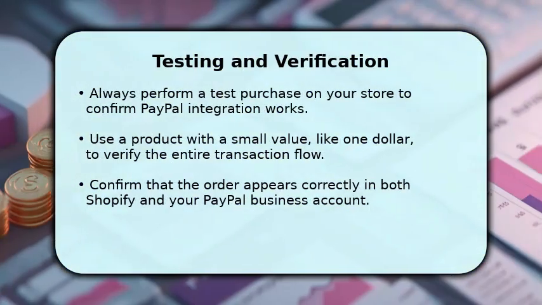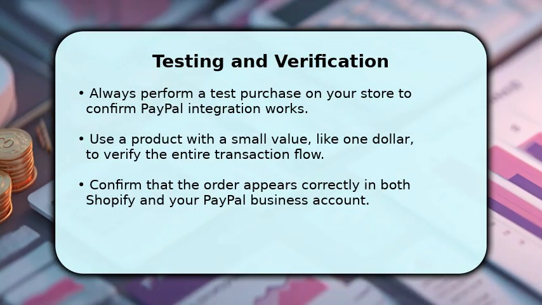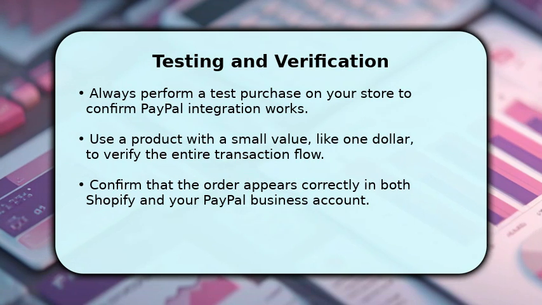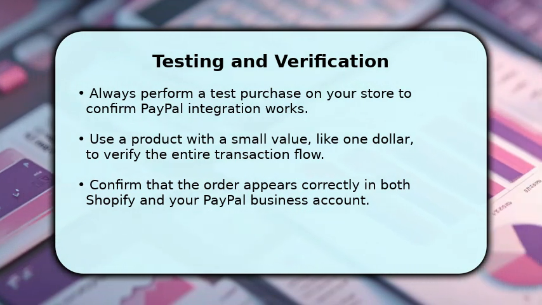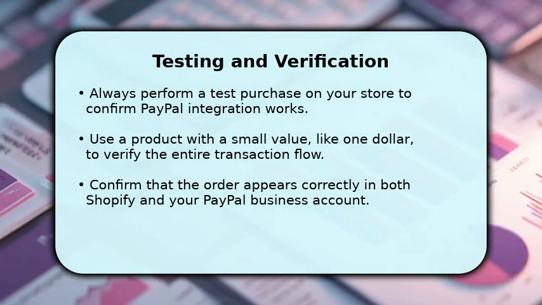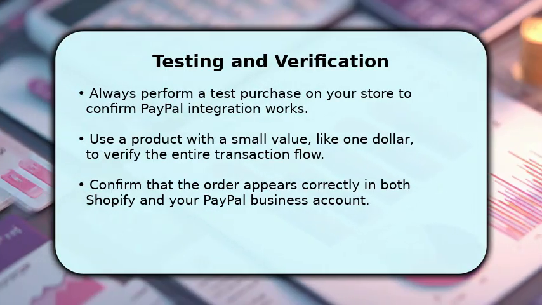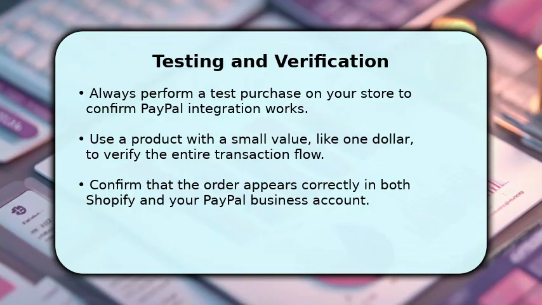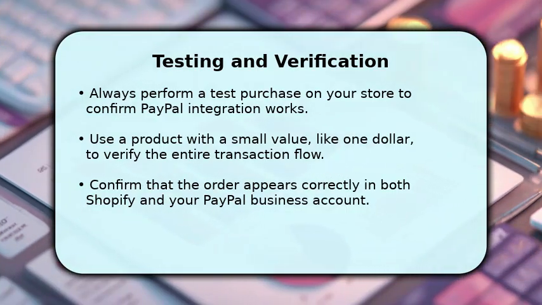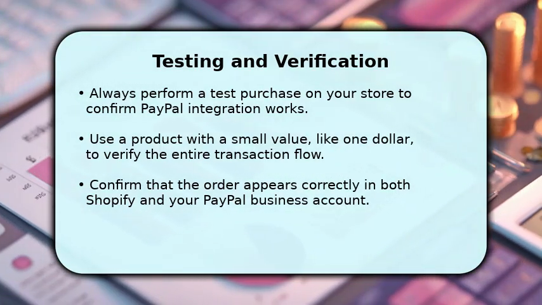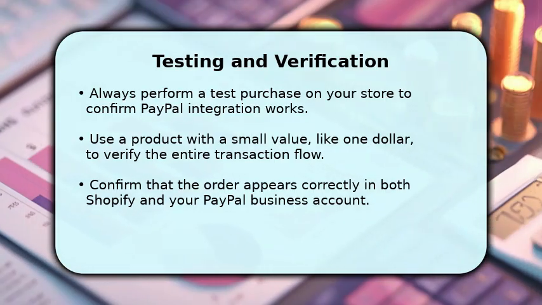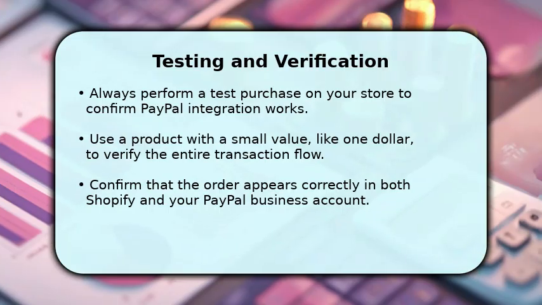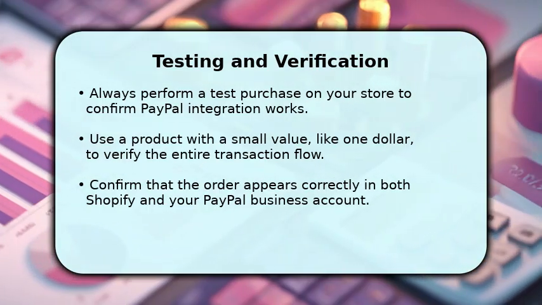The final, vital step is to perform a test transaction through your store. Create a draft order or make a purchase of a low-value item, perhaps just $1, selecting PayPal as the payment method. Follow the entire checkout process to completion, just like a real customer would. Afterward, verify that the order registers correctly in your Shopify admin and that the corresponding transaction appears in your PayPal business account. This ensures everything is functioning perfectly.